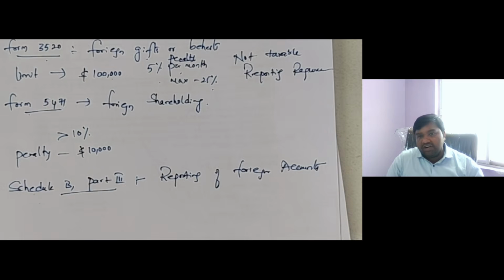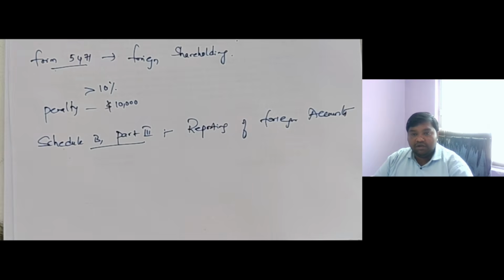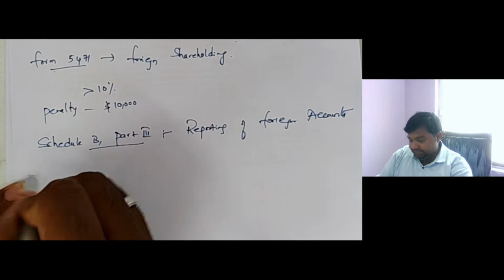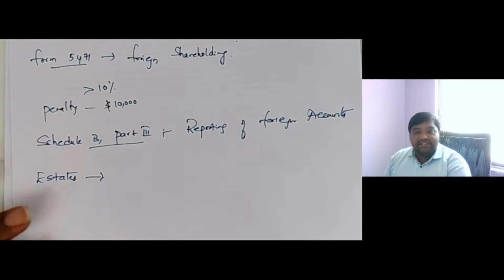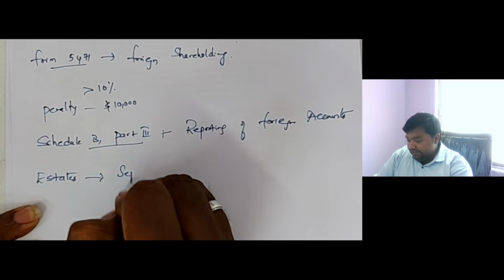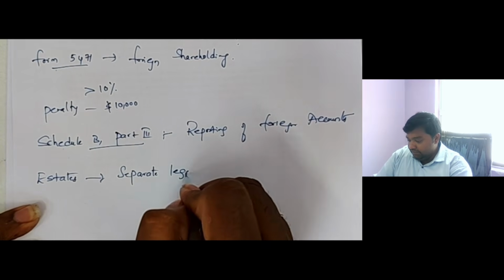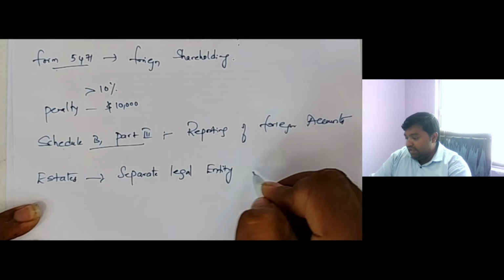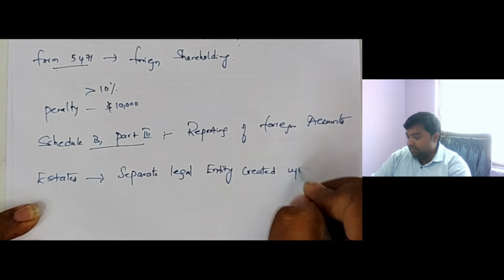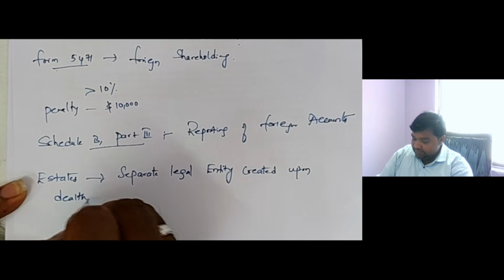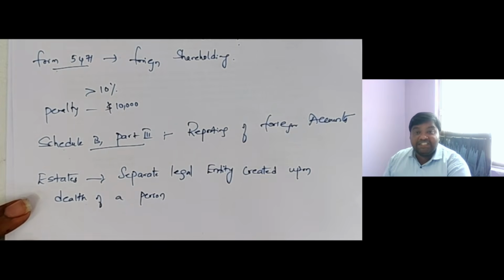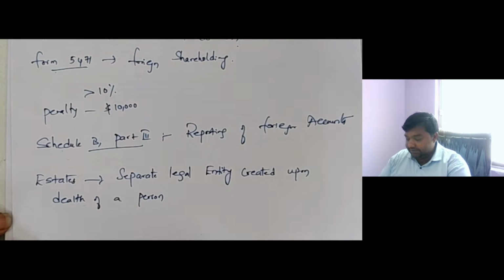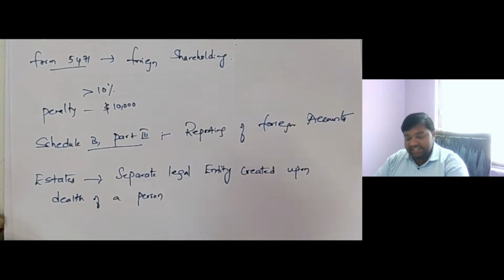Very crisp overall understanding, that is what I have discussed. Now we'll go to the last and final topic of your Paper 1, which is your estate tax and gift tax. Now let us discuss estates. Estate is nothing but a separate legal entity created upon death of a person. Suppose Mr. X has died, and Mr. X's estate will be created upon his death. We call that X estate.